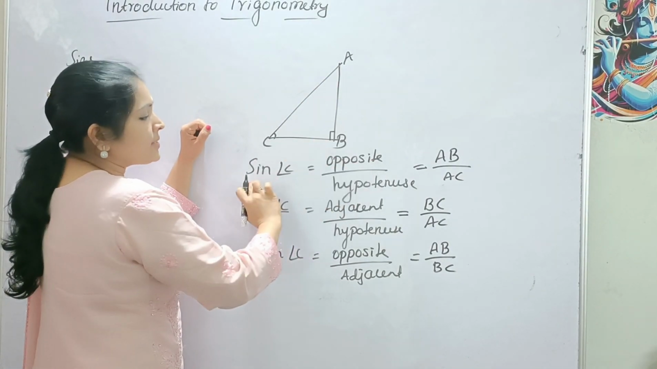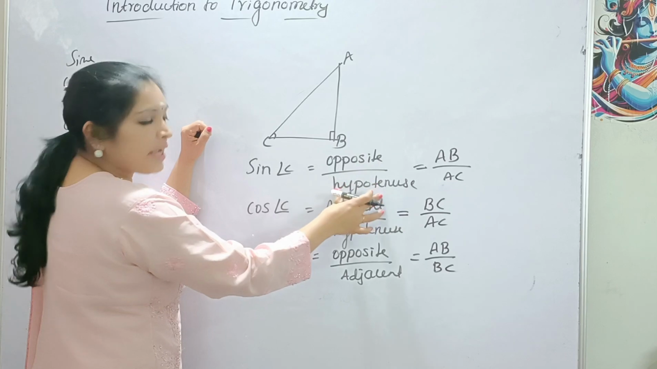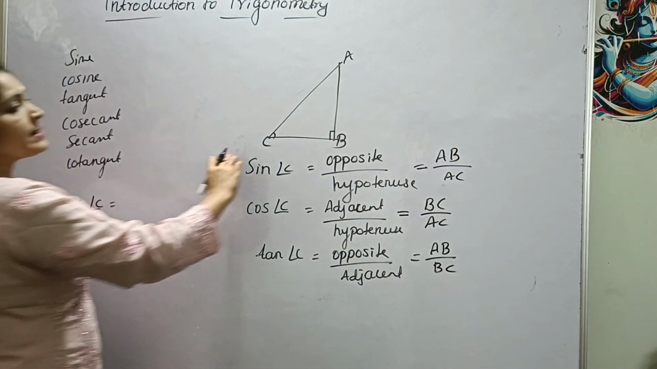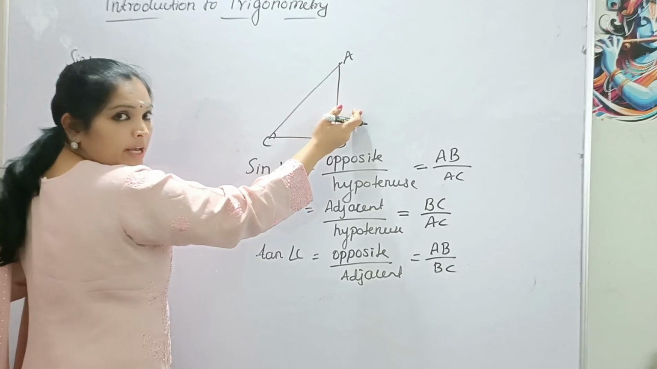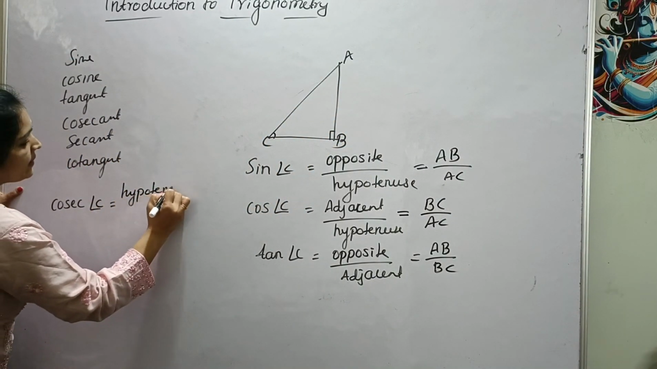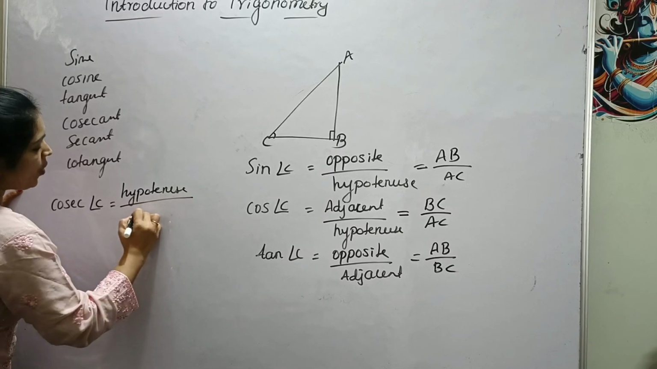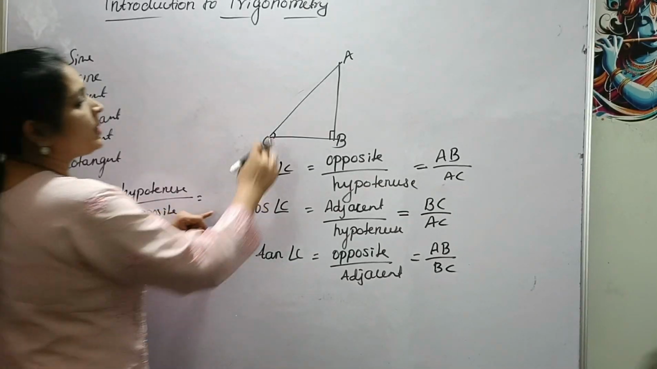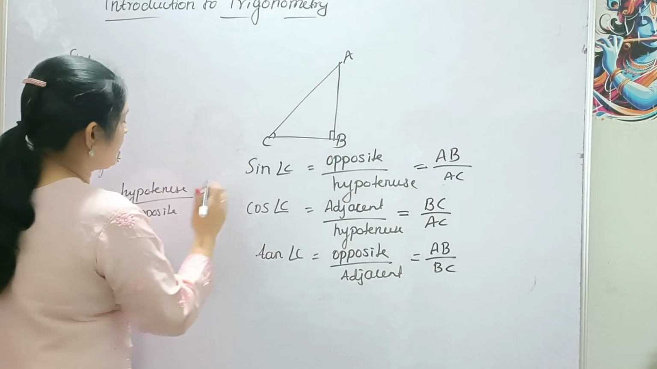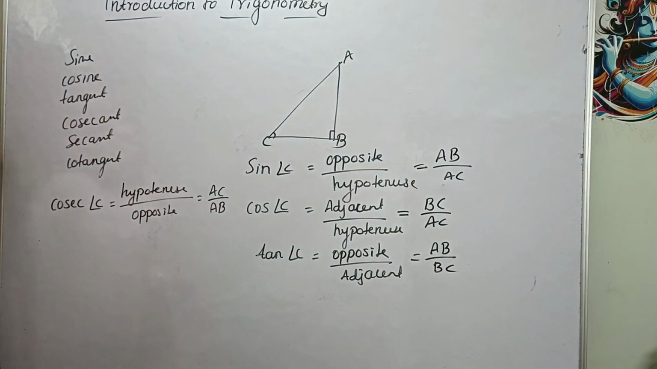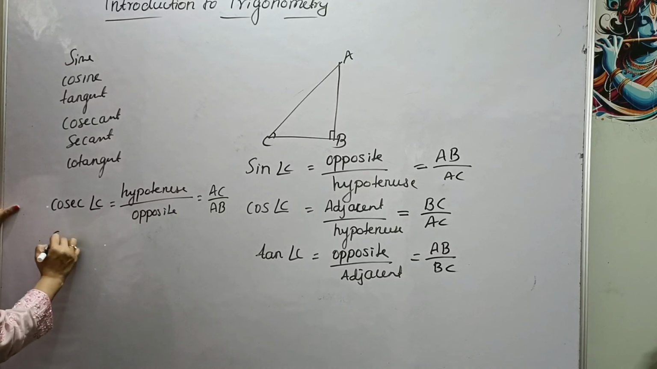Sine C is opposite divided by hypotenuse, so cosec is hypotenuse divided by opposite. That is AC divided by AB.